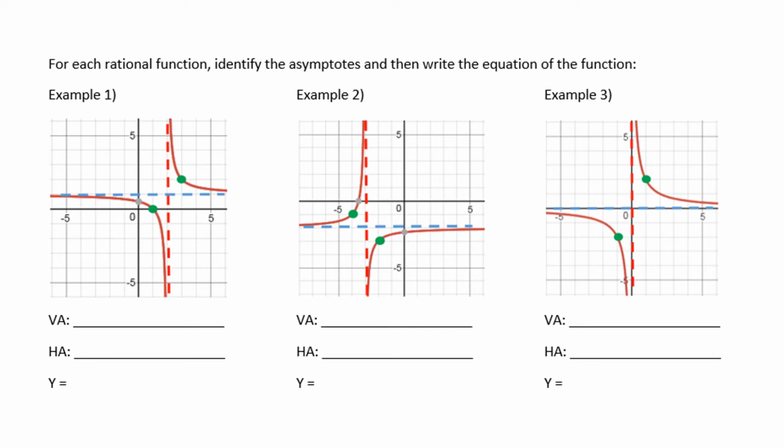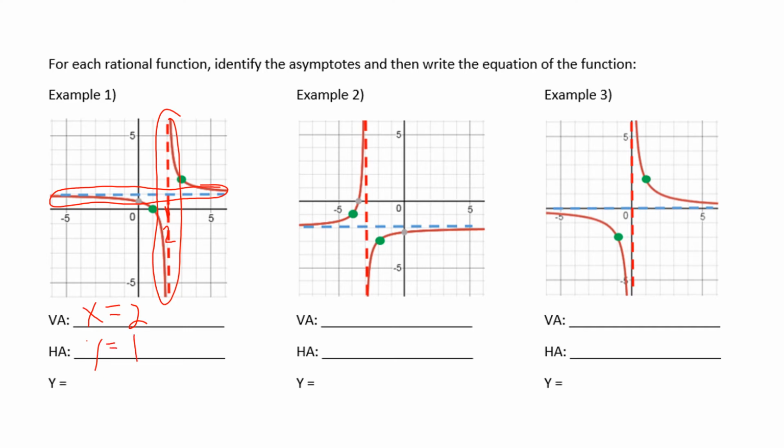For each one of these functions, we are going to identify the asymptotes and then write the equation of the function. On example number 1, you can see the vertical asymptote right here. It's going through the x-axis at 2, so the vertical asymptote is x equals 2. We can also see the horizontal asymptote labeled here. It's going through the y-axis at 1, so that equation is y equals 1.